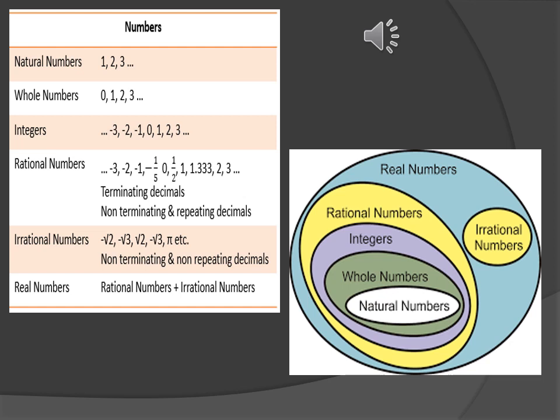Integers, including positive and negative numbers, and 0, excluding fractions. Rationals, including integers, fractions, terminating and repeating decimals. And irrationals, including non-terminating and non-repeating decimals. So let us learn more about rational numbers in this module.